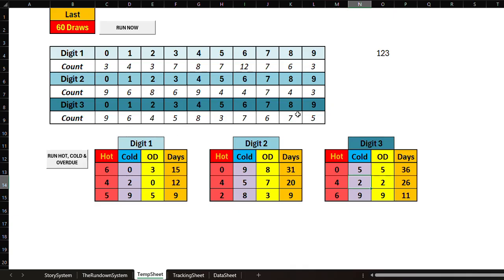and let's say you're looking at this, the hot numbers are here, cold numbers, overdue numbers, right? So a lot of these cold numbers are also overdue: 36 days, 26 days, 11 days. So these 3 numbers haven't been hitting for that long, okay?